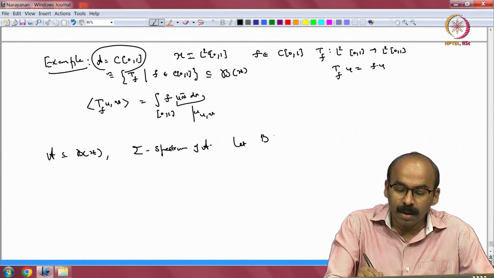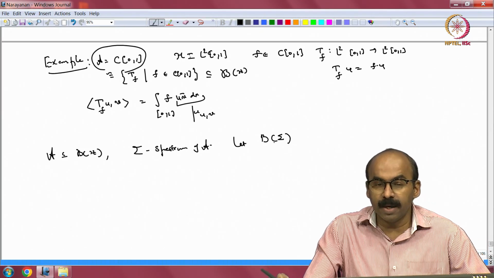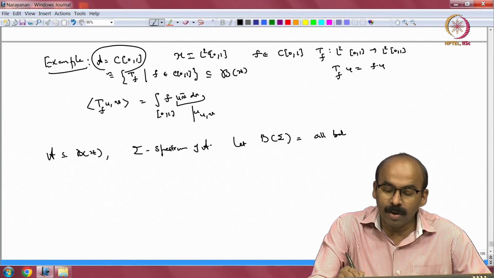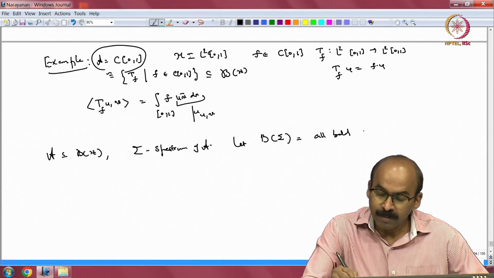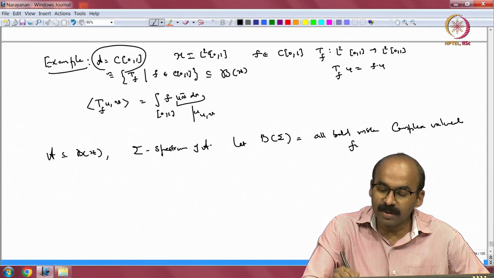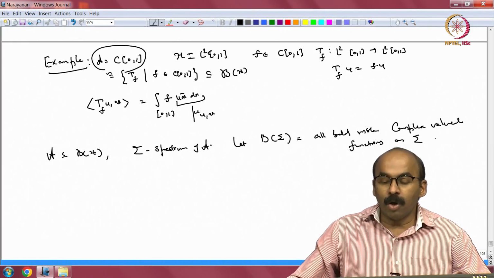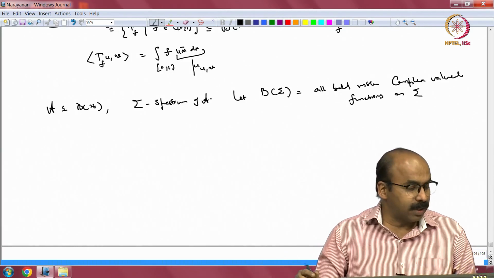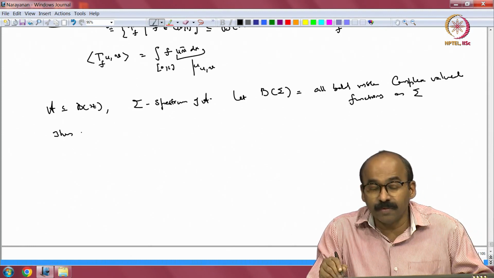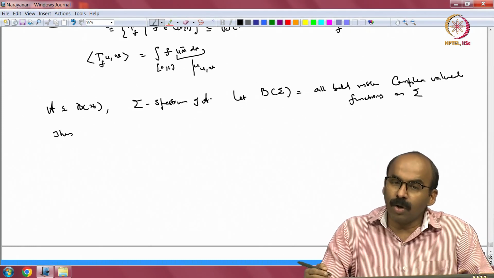Let B sigma. So, I am not using script B there, it is just the usual B. So, B sigma is the collection of all bounded, let us say Borel measurable, complex valued functions on sigma. Okay. So, all bounded complex valued measurable functions on sigma. Then just like C of sigma, B sigma is also a C star algebra.